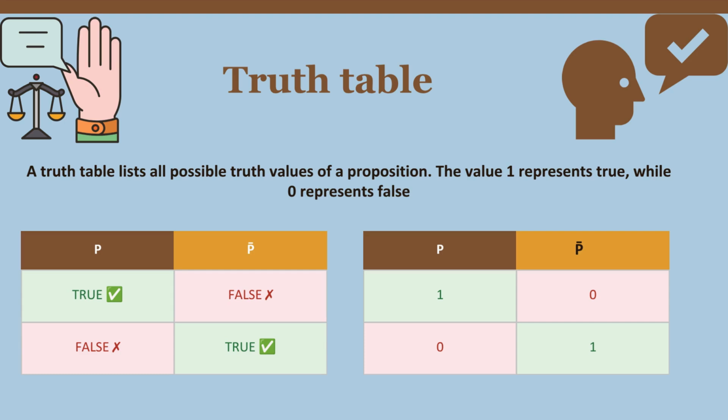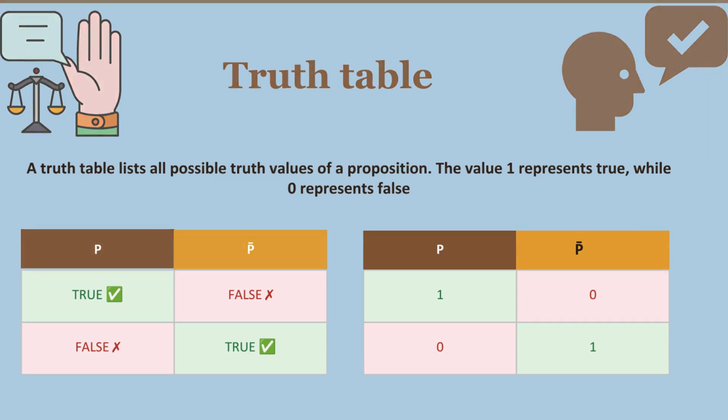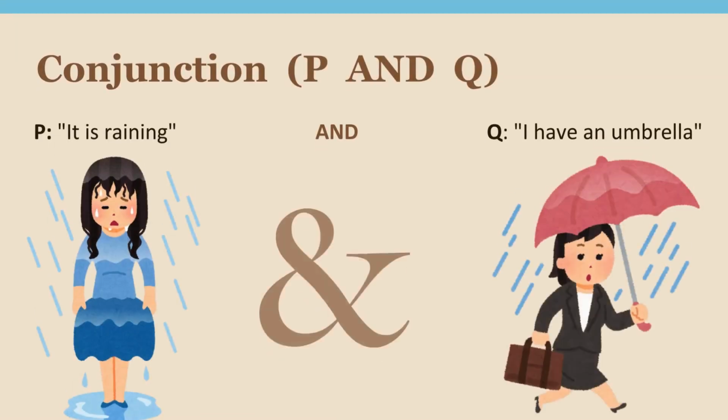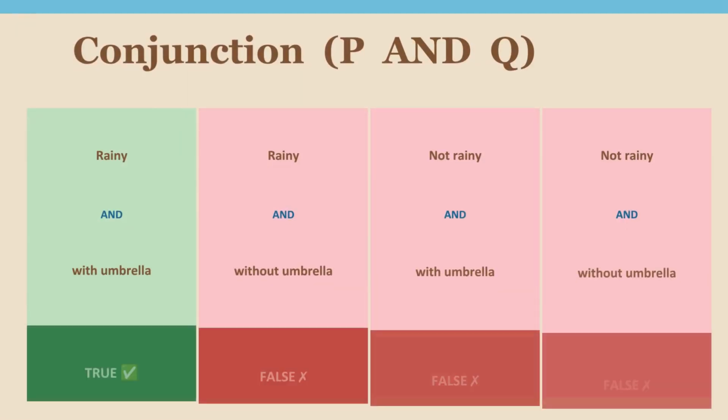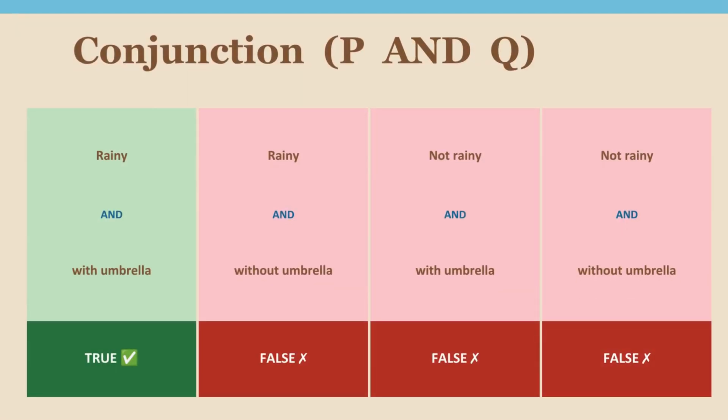Now let's try to combine two propositions instead of just negating one. The first operator is the conjunction, p and q. Take p as "it is raining" and q as "I have an umbrella." Look at the four possible combinations that we can have.